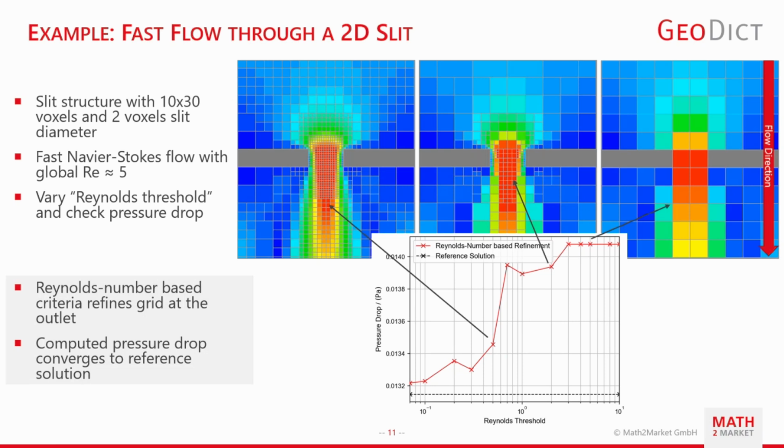And if you decrease this Reynolds number threshold, the computed pressure drop gets closer and closer to the reference solution. Here the reference solution was also computed with a very high resolution variant of this structure. So the pressure drop also converges properly to the reference solution.